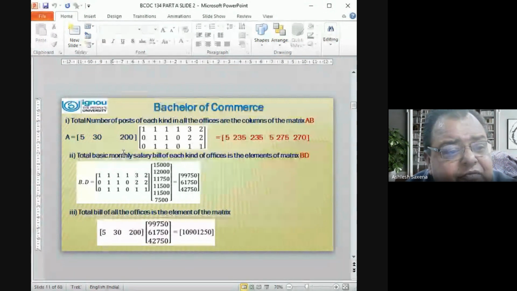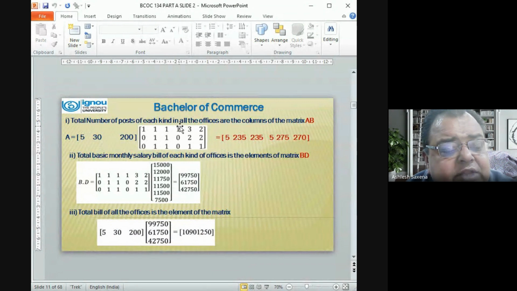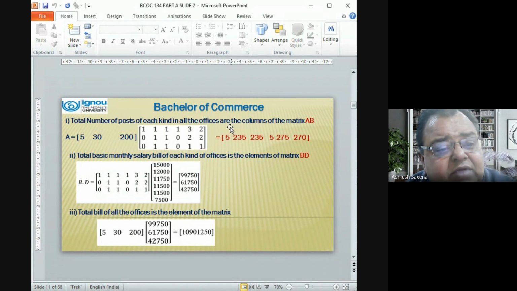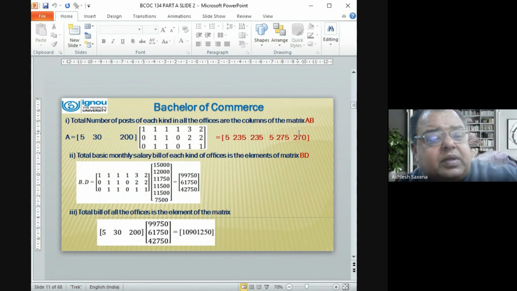Secondly, move to this row into this column. 5 into 1, plus 30 into 1, and 200 into 1. That will be 235. This is 235. Similarly, we have 1, 1, 1, we will have 235. We have 1 only, that will be 5 only. Now, 5 into 3 is 15, 15 plus 60 plus 200. So this will become 275. And the last one will be 10 plus 60, 70, 70 plus 200 is 270. Correct? So this is about the total number of posts.